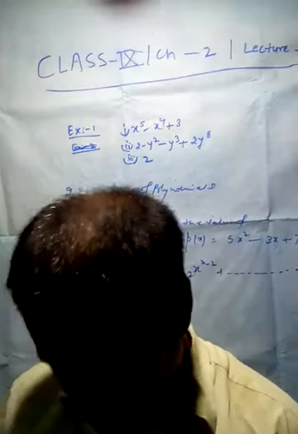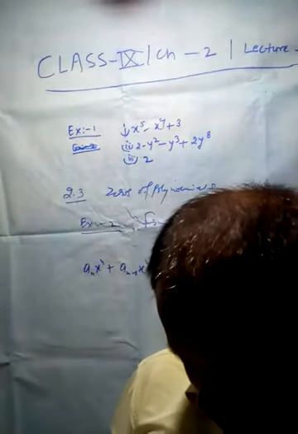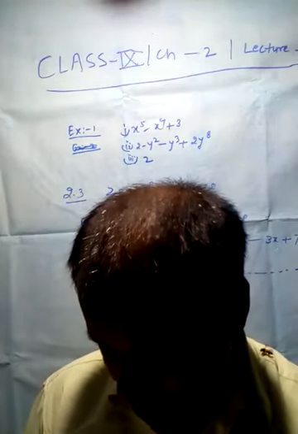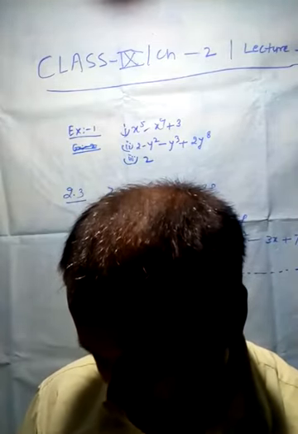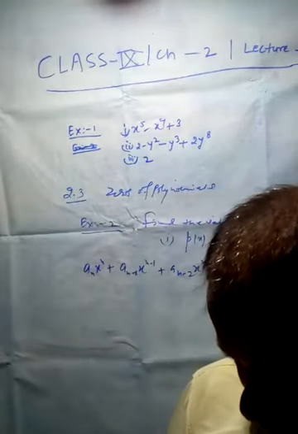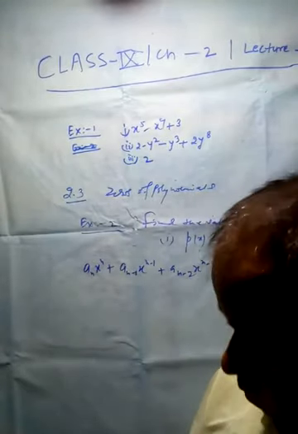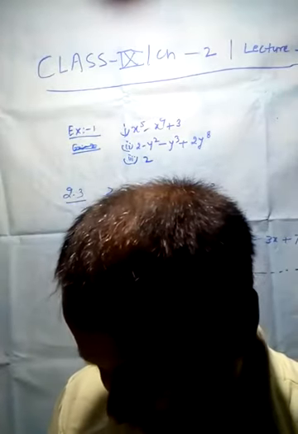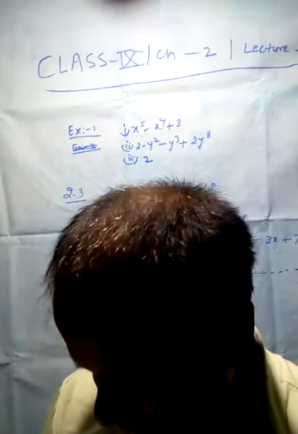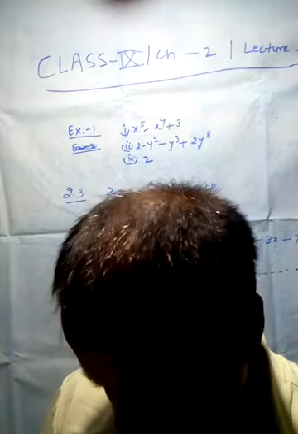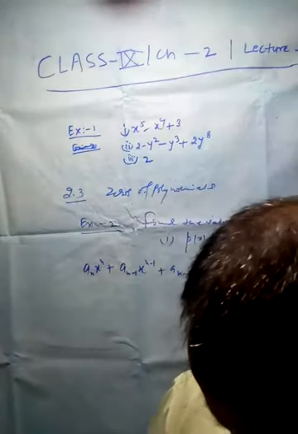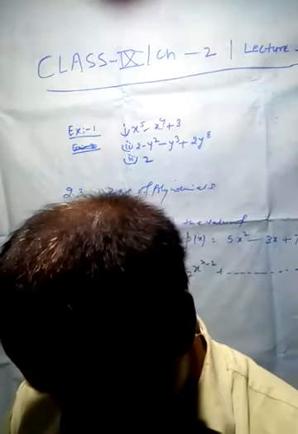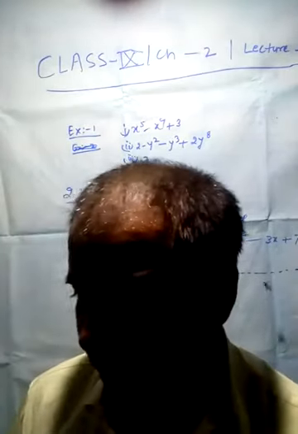Next point will be 2.3, that is the zeros of a polynomial. Consider the polynomial p(x) = 5x cube minus 2x square plus 3x minus 2. If we replace x by 1 everywhere in p(x), we get 4. So we say that the value of p(x) at x = 1 is 4. Similarly, p(0) = minus 2. You can find p(minus 1).